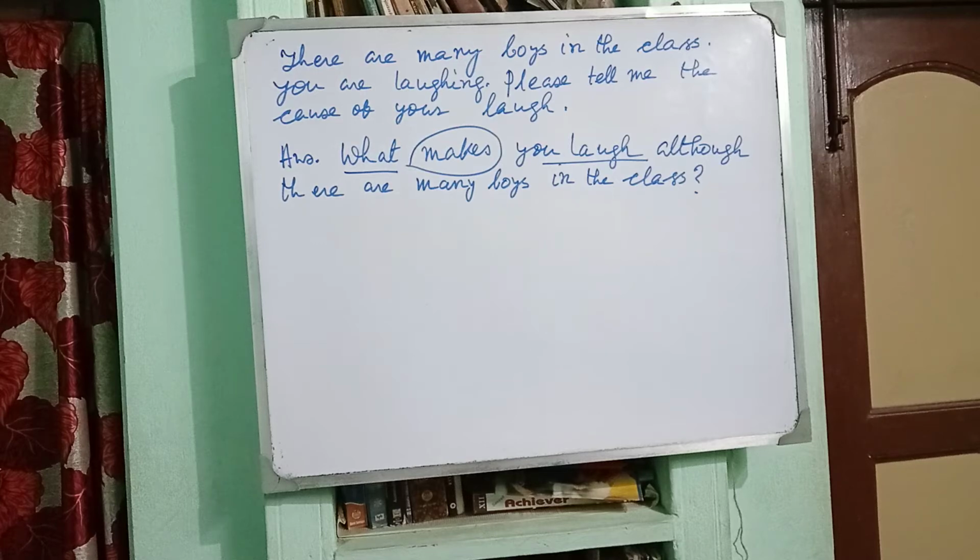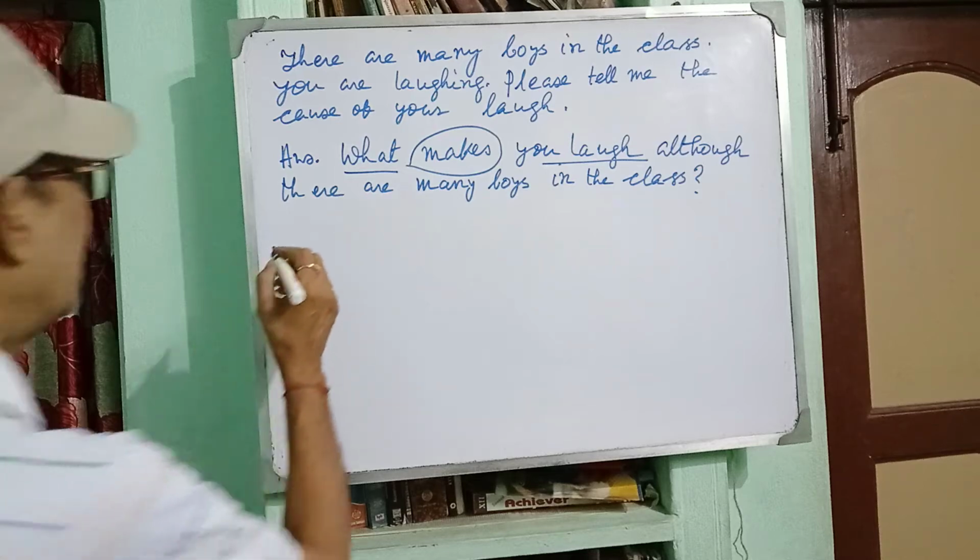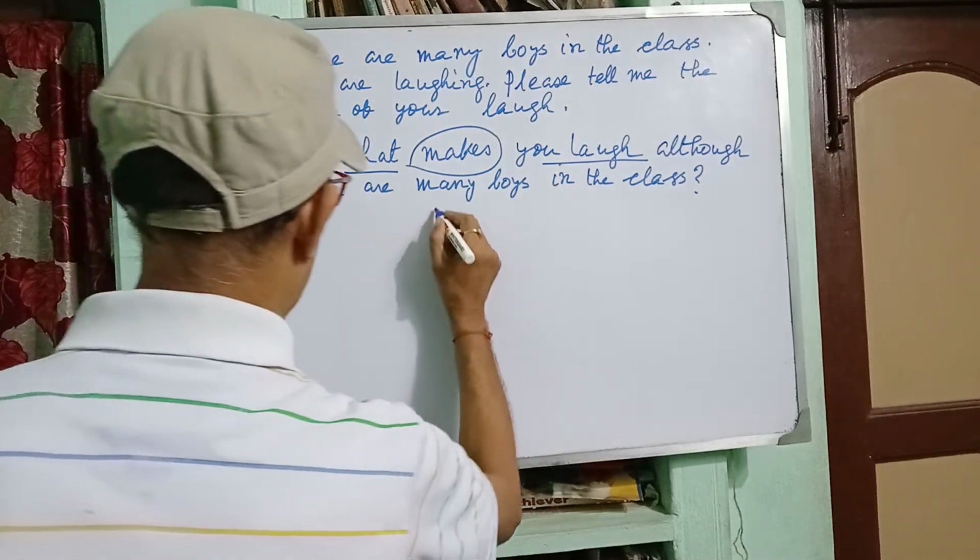And now, I am giving another example of when. When means time. When means time. You see that the formula is WH word plus auxiliary verb plus subject plus principal verb. For example, when.